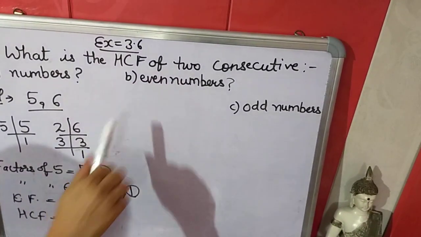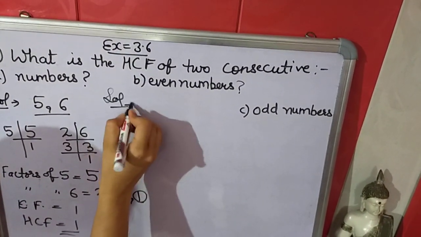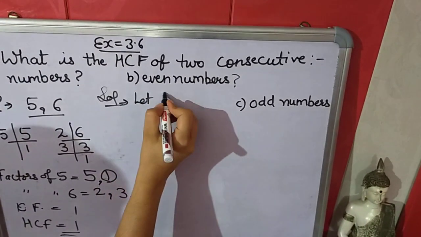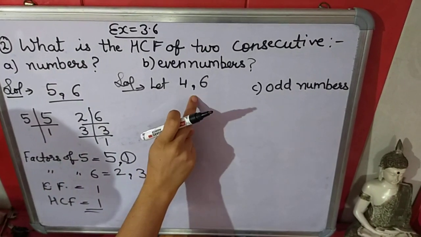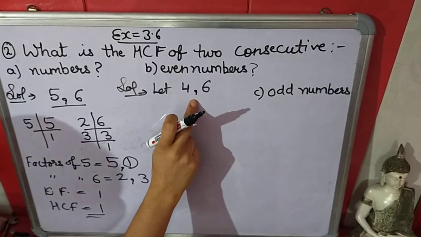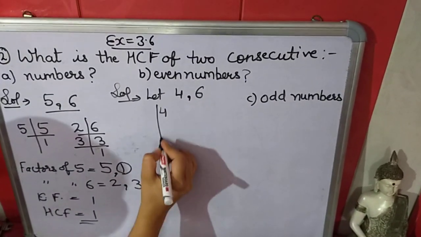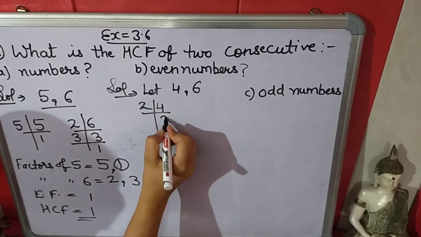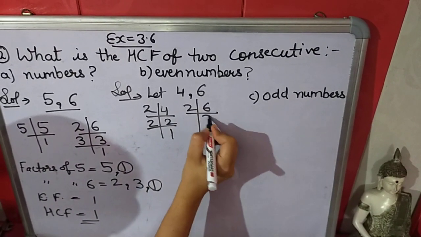Now next is even numbers. Now we will take any two even numbers. I will take 4 and 6. It will be consecutive even numbers. Okay. So I will take 4 and 6. Now I will take HCF of 4. 2 2s are 4, 2 1s are 2. HCF of 6.